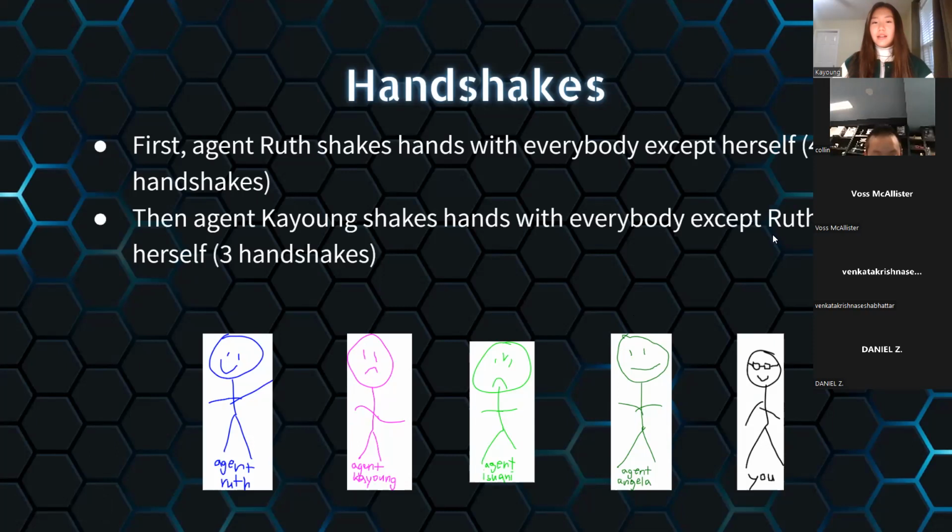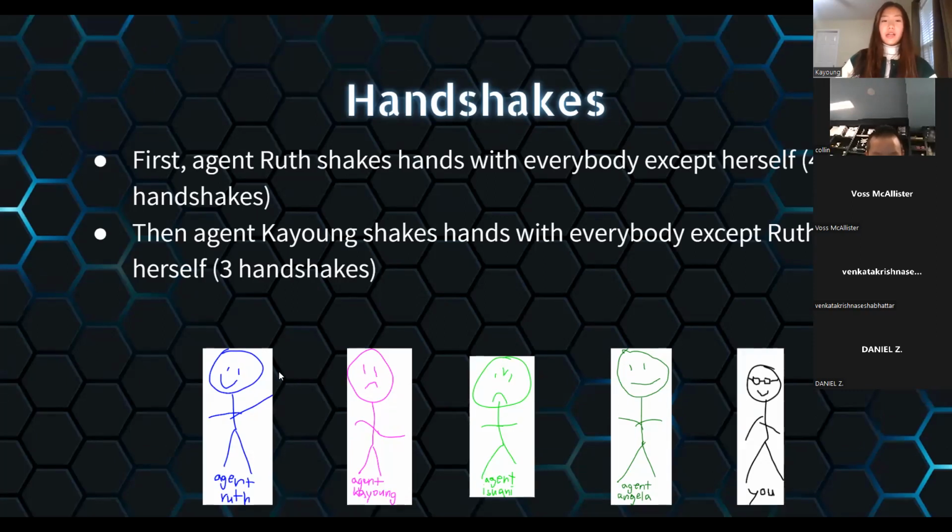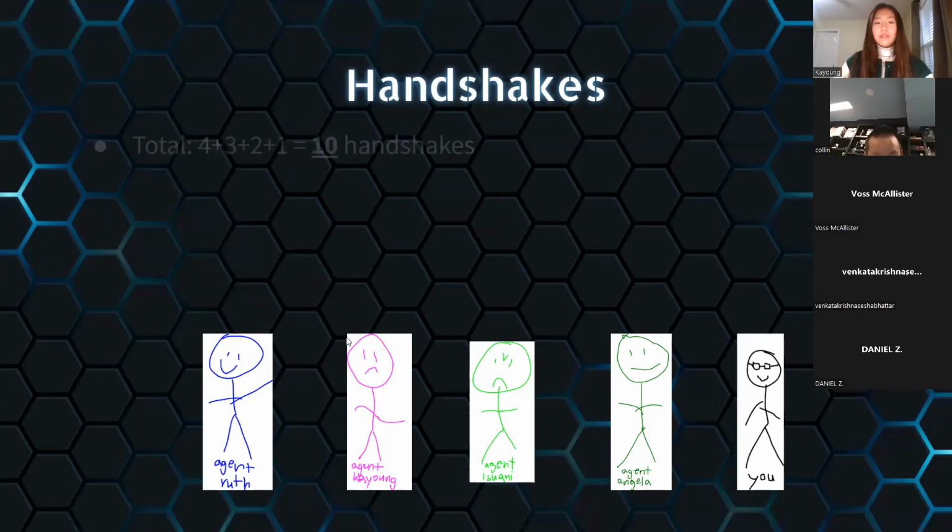And then me, I get up, shake hands with everybody except myself, obviously, and Ruth, because she already came up and shook my hand, right? So then we just keep doing this. And yeah, you guys are right, Boston Colin. There are 10 handshakes because 4 plus 3 plus 2 plus finally the last person gets up and shakes one person's hand.